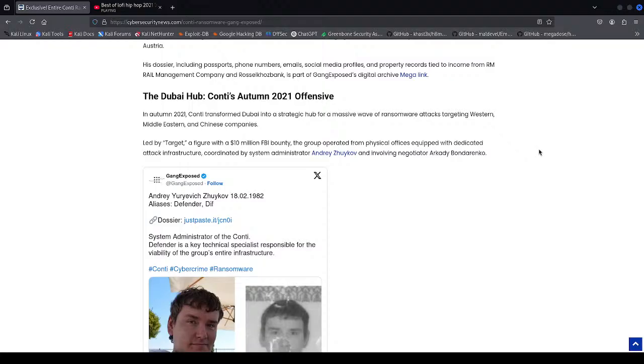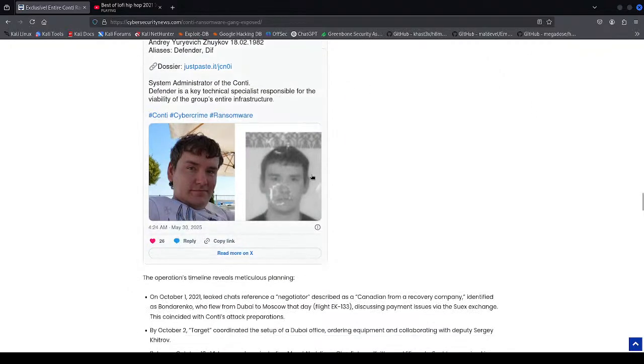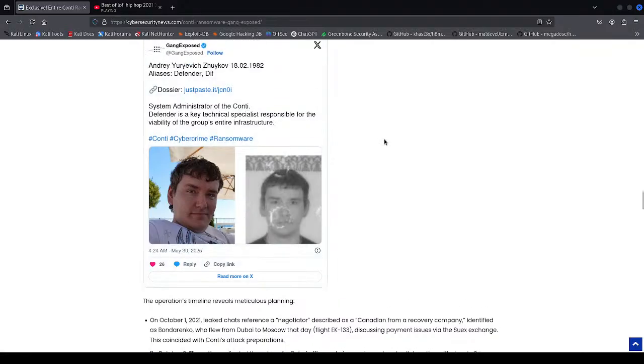In autumn 2021, Conti transformed Dubai into a strategic hub for a massive wave of ransomware attacks targeting Western, Middle Eastern, and Chinese companies. Led by Target, a figure with a 10 million FBI bounty, the group operated from a physical office equipped with dedicated attack infrastructure, coordinated by a system administrator, Andrei Kukiv, and involving negotiator Arkady Bondarenko. That's the dude, right? Target, that's his name. So you can see both these dudes here.